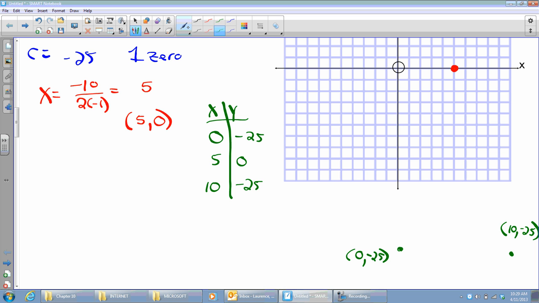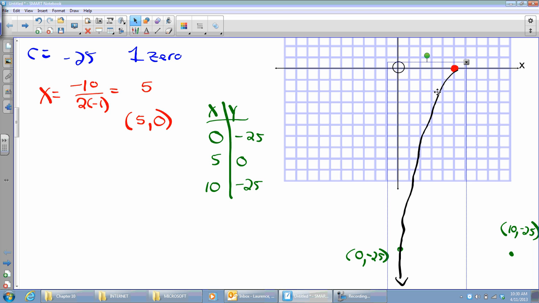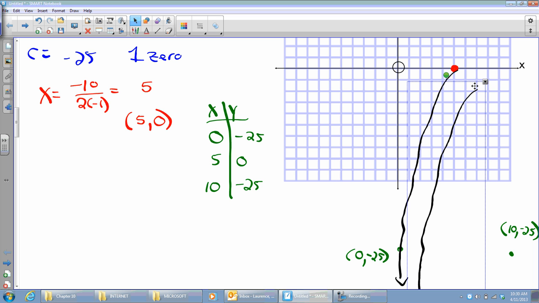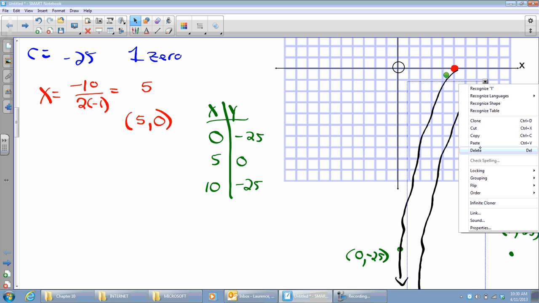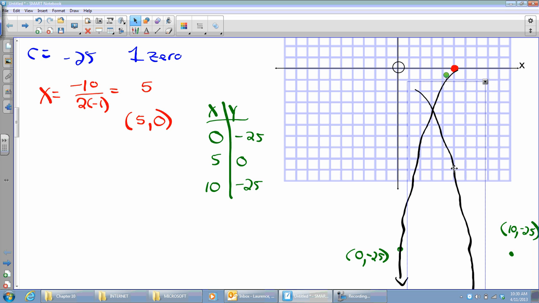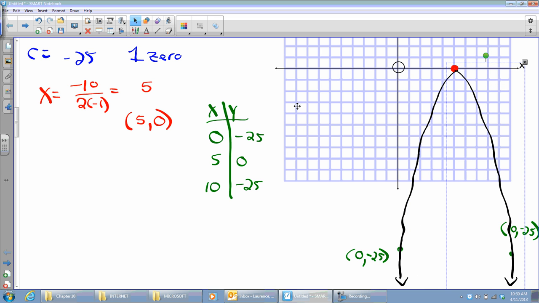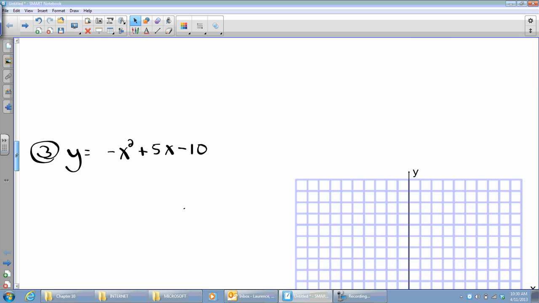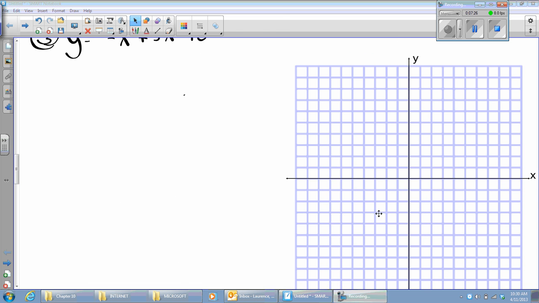All right, so now I'm ready to draw my parabola. You'll probably get a little laugh out of how this looks. Not too bad, not too bad. So I'll just go ahead and clone it and then flip it. I don't think I have a shortcut for flip. And there we go. All right, hold on one second.